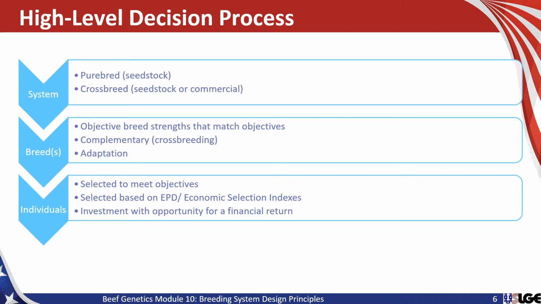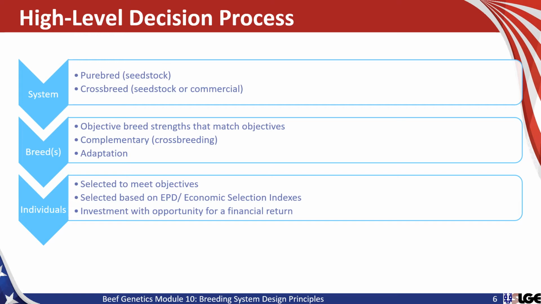Let's think about the decision process for designing a breeding program. First, you have to choose whether you're going to be purebred or seed stock, and note that seed stock could be a composite breeding program as well. Or if you're a commercial producer, then crossbreeding makes intuitive sense. So that determines the system at a high level.